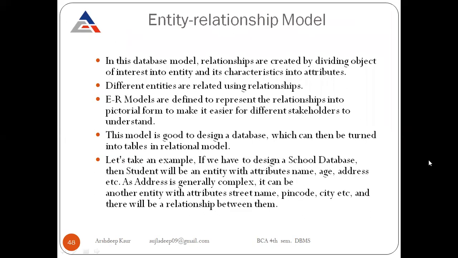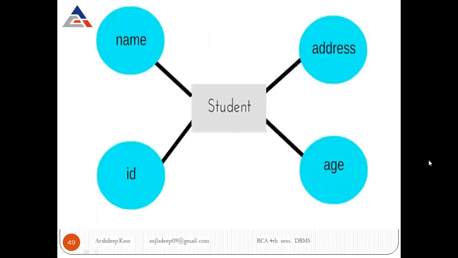Next, we have the ER model, that is known as the entity relationship model. In this model, we have entities and their associated attributes, and we just need to show the relationship of entities along with their attributes. Now see, in this diagram, student is the entity.